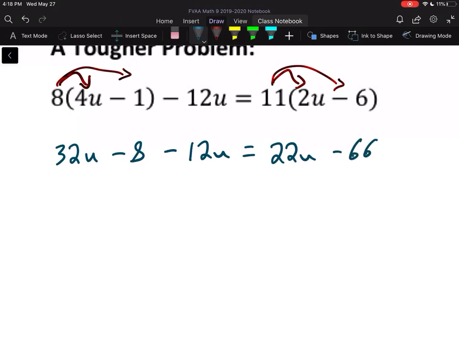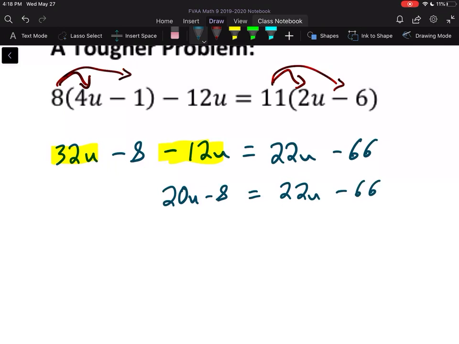Now I'm going to combine like terms on the one side of the equation. Okay, so this and this are like terms. So on this side of the equation, I'm going to get 32u minus 12u is going to give me 20u minus 8 is equal to 22u minus 66.